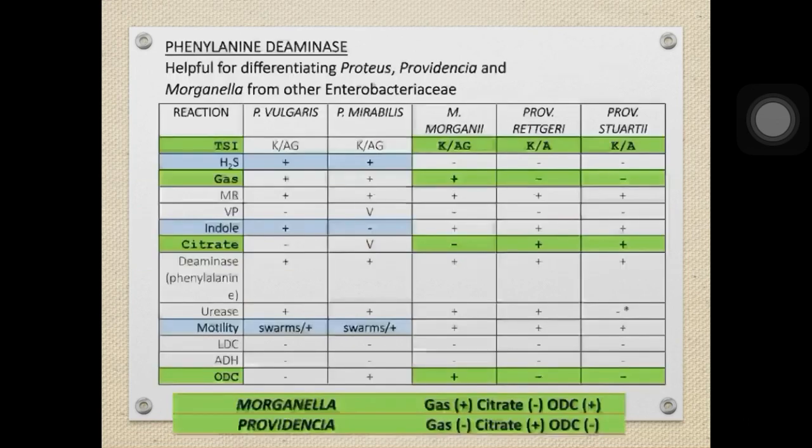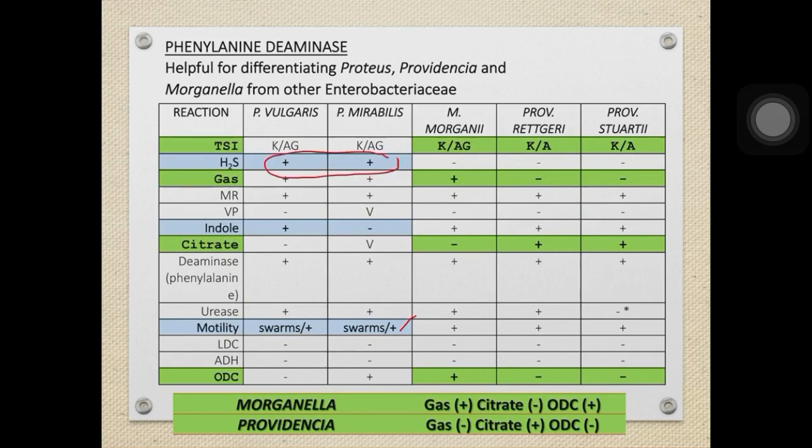Phenylalanine deaminase, this is a helpful way for differentiating PPM from other Enterobacteriaceae. Sino po yung PPM natin? Proteus, Providencia, Morganella. Paano niyo po i-differentiate si Proteus from Providencia and Morganella? When drawn on blood agar plate, yung mga colonies po nito ay nag-exhibit ng swarming phenomenon. At huwag kakalimutan, ang mga Proteus, they are H2S positive unlike Providencia and Morganella.